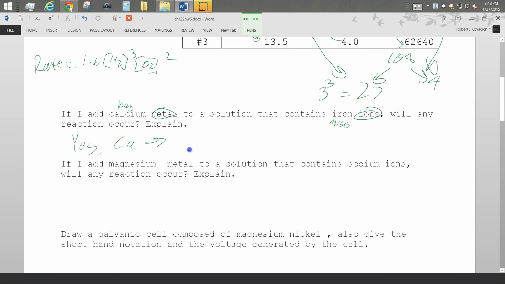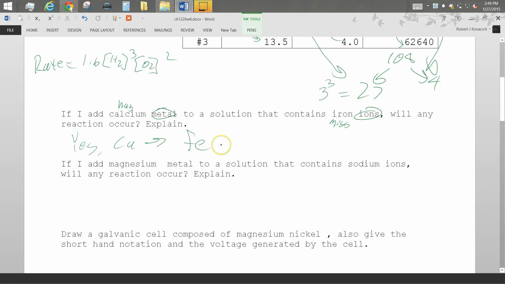Calcium will send electrons to the iron ion. This is the only instance where electrons will be transferred. This is the only instance where anything's going to happen. If that iron was iron metal instead of iron ion, nothing would have happened. Nobody needs any electrons. If it would have been calcium ion and iron ion, nothing would happen because nobody has any electrons to give.